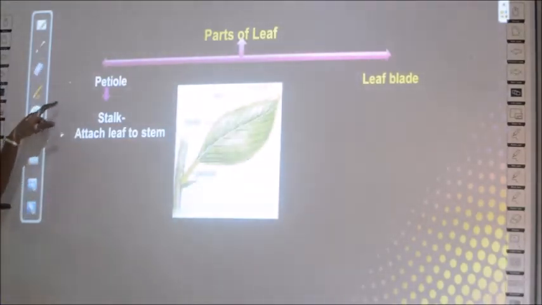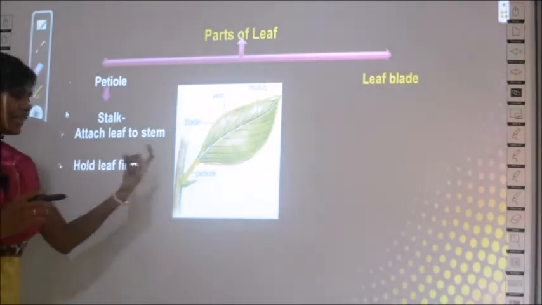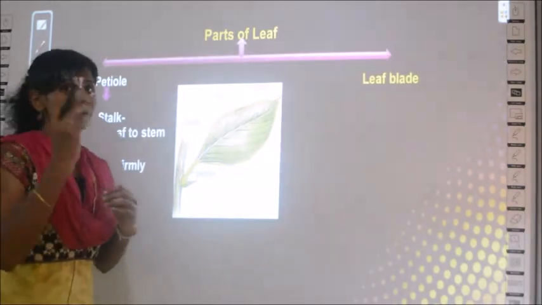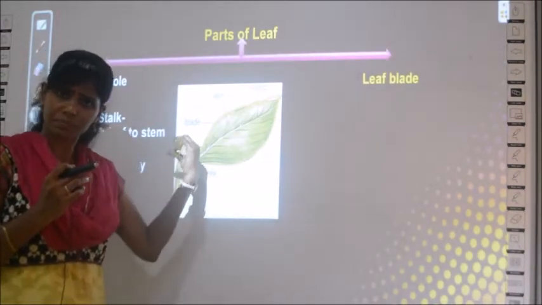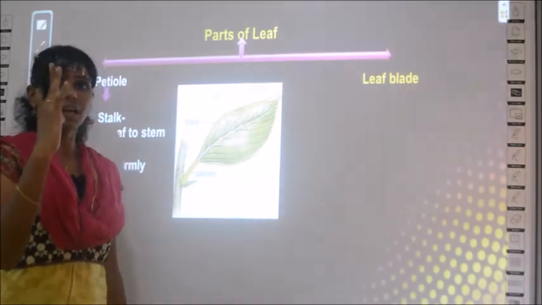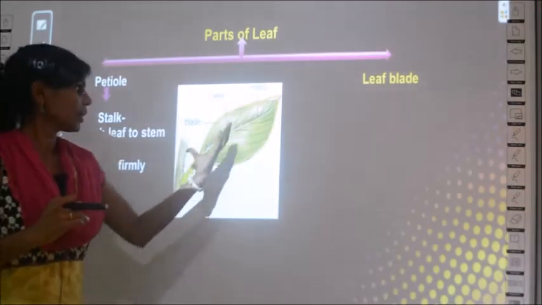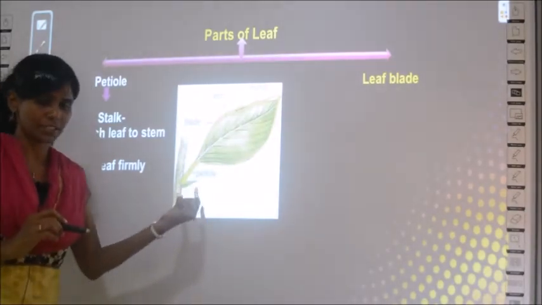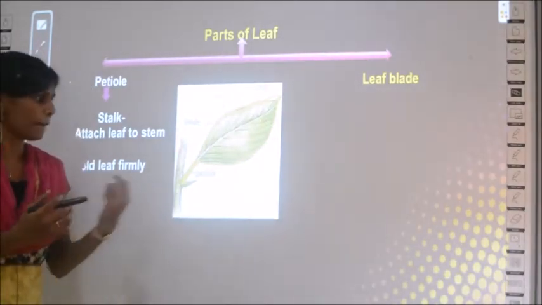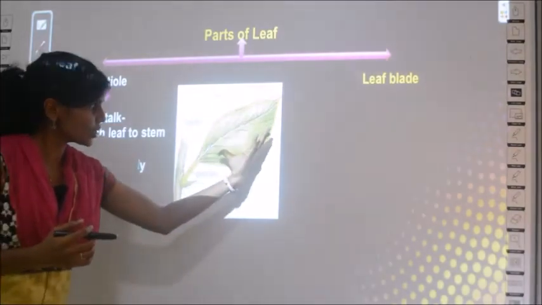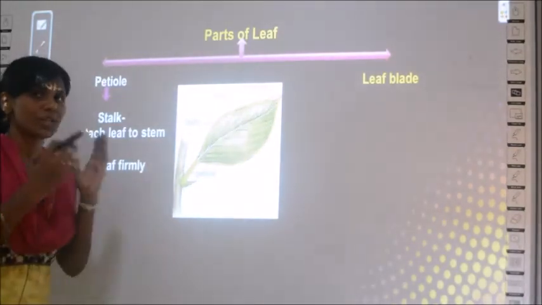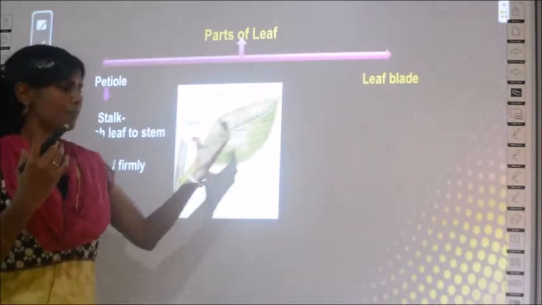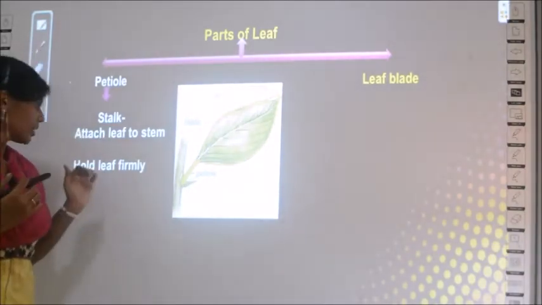This is the first property. What is the next property? They hold the leaf firmly. Imagine there is no petiole at all, there is no stalk at all. So how will the leaf be attached to the stem? It will fall down, right? It can't be stiff or erect. So the leaf is firmly attached to the stem with the help of petiole. So what have you seen about petiole? Petiole is the stalk-like portion which attaches the leaf to the stem. So what is the function of the petiole? It holds the leaf firmly to the stem. Okay. So these are the two functions.